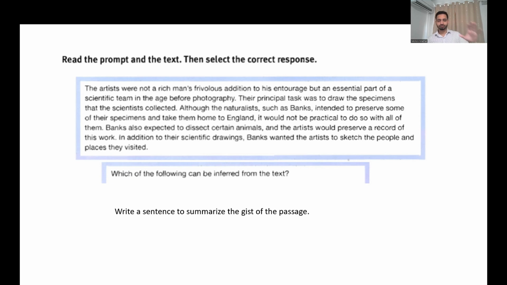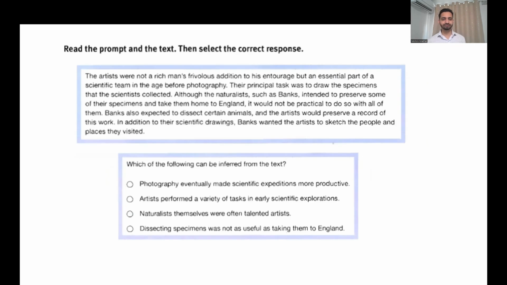Okay. So if I wanted to summarize the gist of the passage in one sentence, I'm just going to say the most important thing here. The gist of the passage is that the artists were an essential part of the scientific theme or Banks' work before the age of photography. That will be my summary for the whole passage. Okay. Now let's look at the options here.